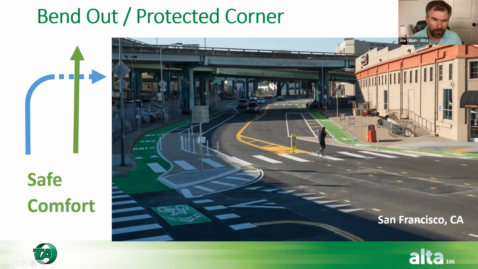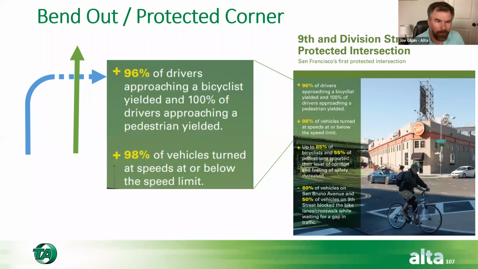And what they found is, in this case, that 96% of drivers approaching the bicyclist yielded to that bicyclist. And from a pedestrian standpoint, 100% of the observed drivers yielded to pedestrians. So, wow, to me, that is compliance and behavior that would be unheard of through any type. I mean, even with signals, you're not going to get 100% compliance in all cases. So that to me is very telling in terms of how this works.